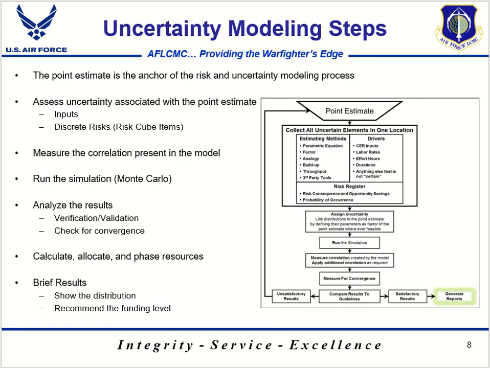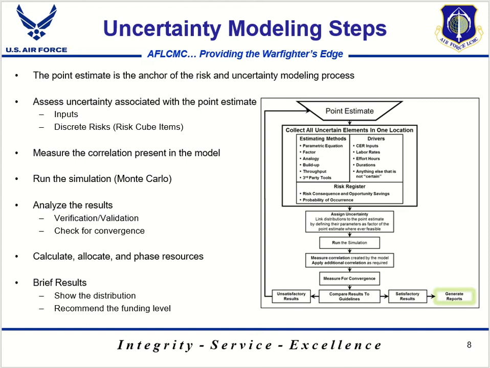Okay, so these are the uncertainty modeling steps that we'll take a look at. On the right, we have a graphic that depicts these steps in chronological order with a little bit of detail. We'll start with the point estimate as the anchor of our modeling process, and then we assess the uncertainty associated with our point estimate, examining those different sources of uncertainty that we just discussed on that previous slide. And then we select probability distributions and define their bounds.